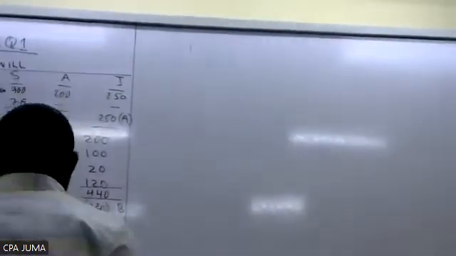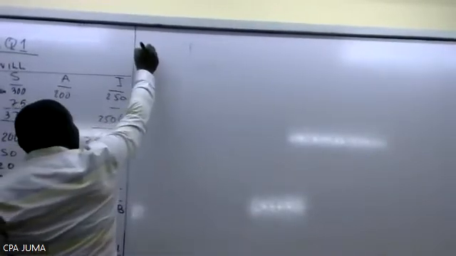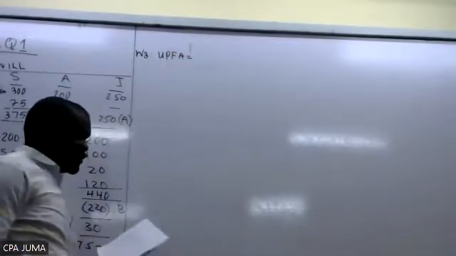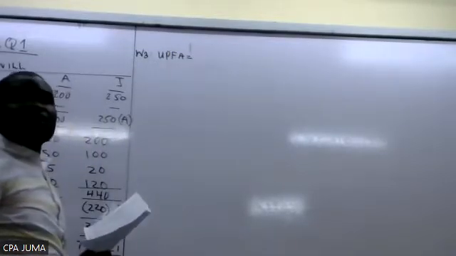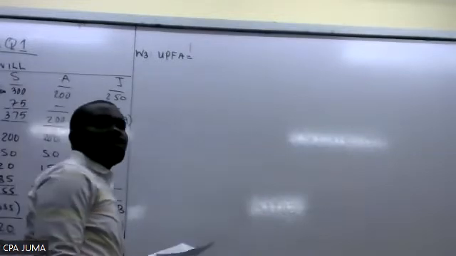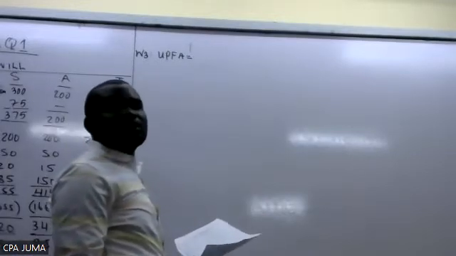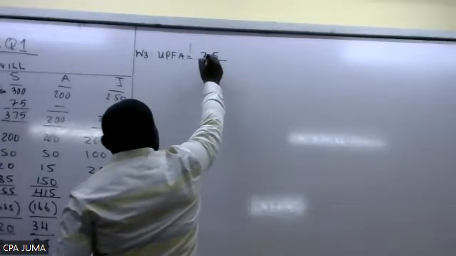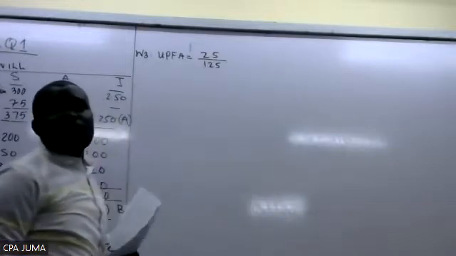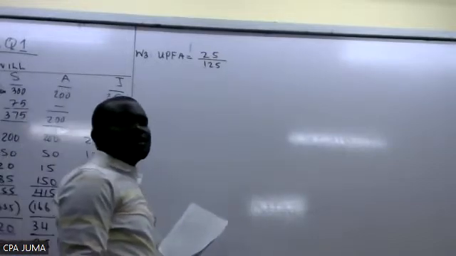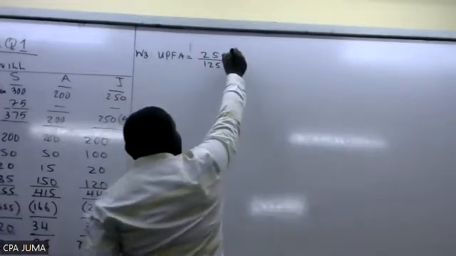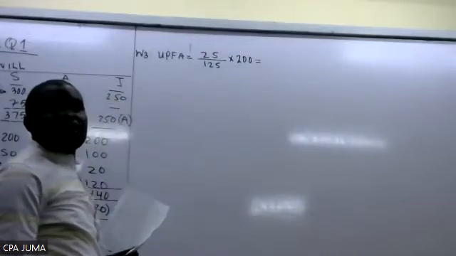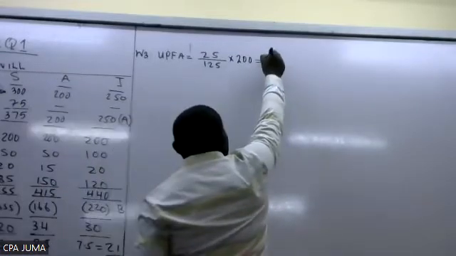So let's calculate that. UPFA using note number 4, they say they sold it at 25% of the initial cost. That is markup. We don't work with markup, rather we work with margin. So if markup is 25%, margin will be 25 over 125 times the sale value of that PPE. The sale value is 200. So 25 over 125 is a fifth. A fifth of 200 is 40.